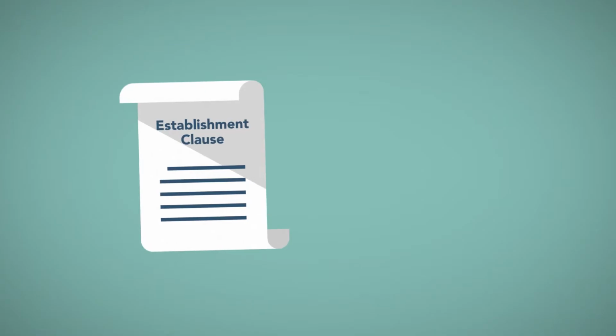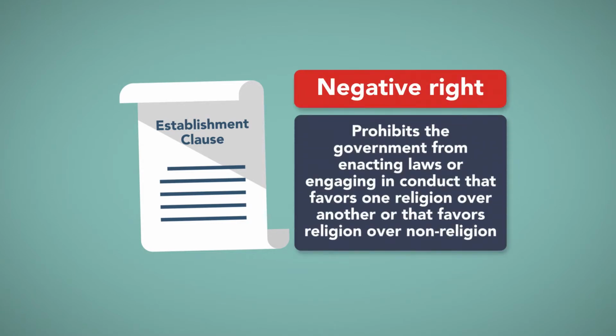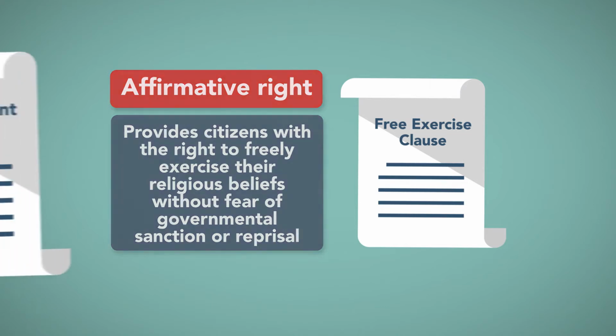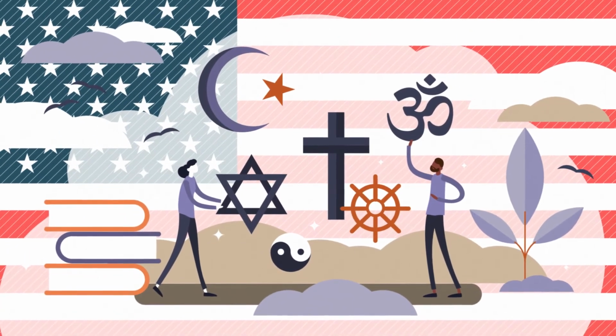The Establishment Clause protects a negative right in that it prohibits the government from enacting laws or engaging in conduct that favors one religion over another or that favors religion over non-religion. The Free Exercise Clause protects an affirmative right in that it provides citizens with the right to freely exercise their religious beliefs without fear of governmental sanction or reprisal. Together, these clauses form the cornerstone of religious liberty in the United States.